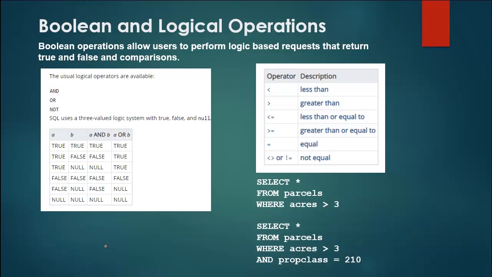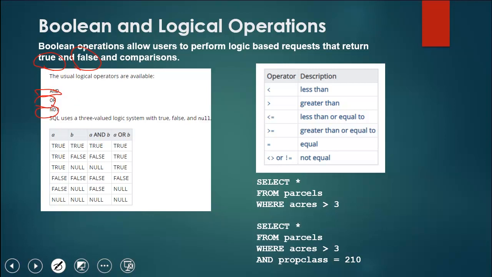Well, as we move on from our numerical operators, the next thing we want to do is start to look at Boolean and logical operators as well as character operators. And these operators return true and false comparisons. So we're dealing with things like and, or, not. And you've probably seen those in some of the query wizards.